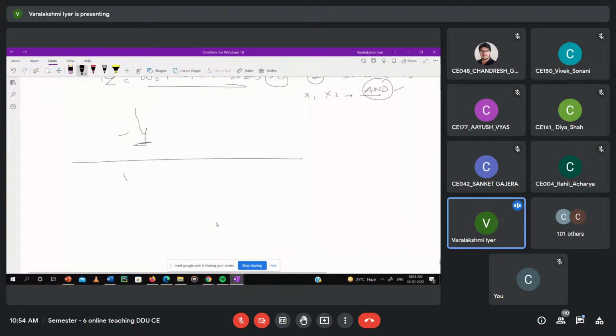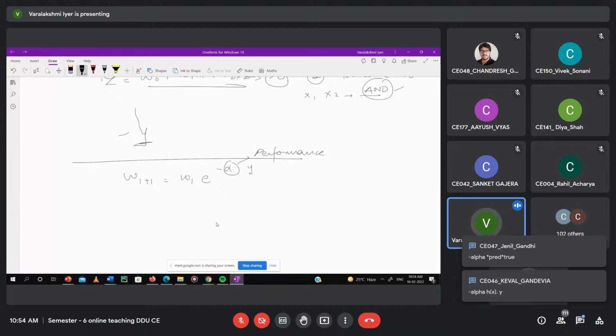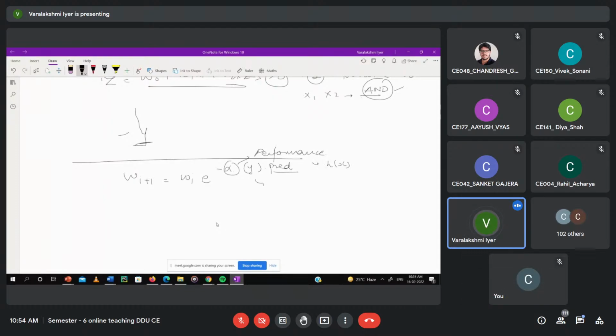Sorry. Weight i plus 1 is equal to weight i into e raised to alpha, which is the performance, into actual output into predicted output, right? This was the value, h of x. You can also call the predicted value h of x, and this is the true output value, which is given in your data set.